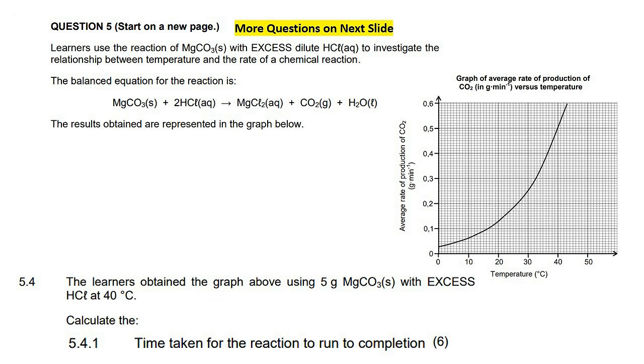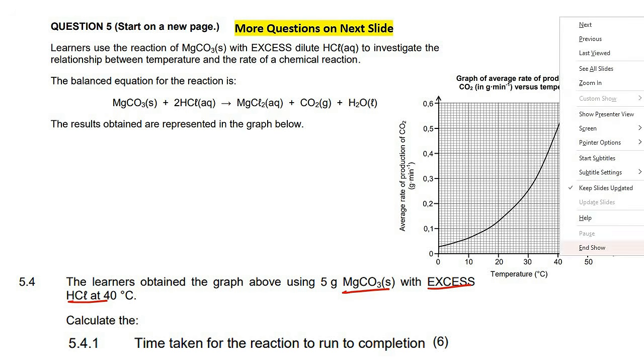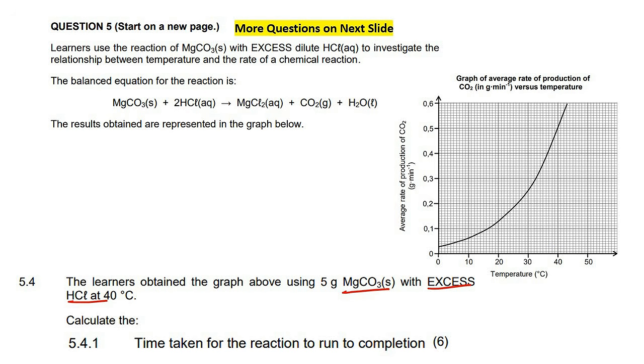This question says that the learners obtained the graph above using 5 grams of MgCO3 with excess HCl. Okay, so we know that we are at a temperature of 40 degrees. So we're going to use this 40 degrees over here. We can go up and then across, and it's perfectly on that line at 0.5. Okay, so that 0.5 is the grams per minute of CO2. It's not the grams of CO2, it's the grams per minute.